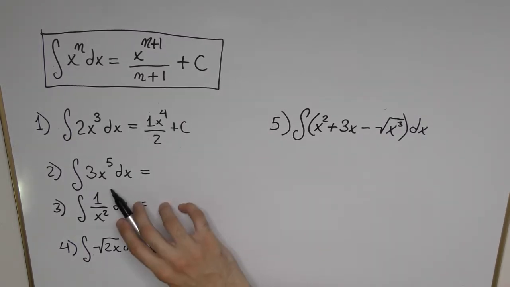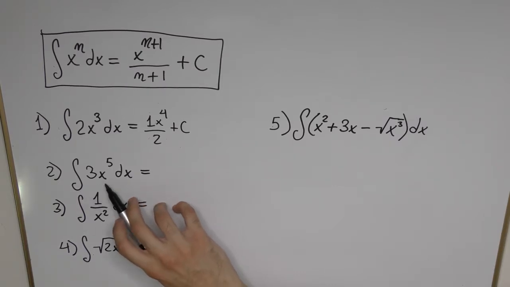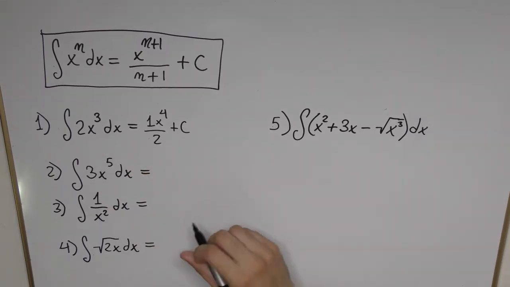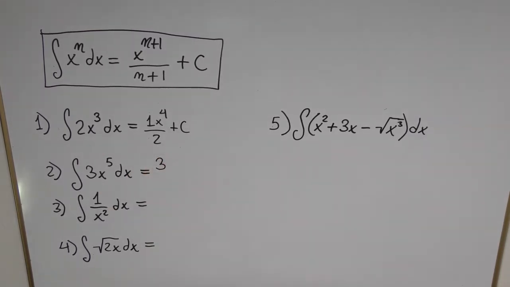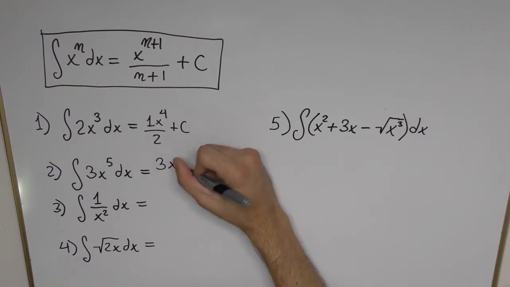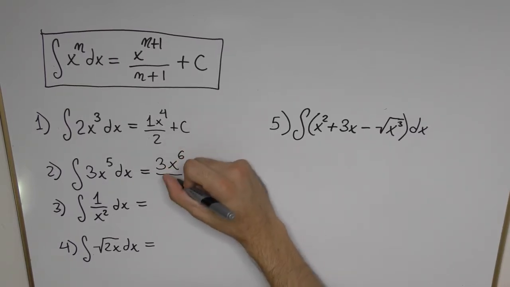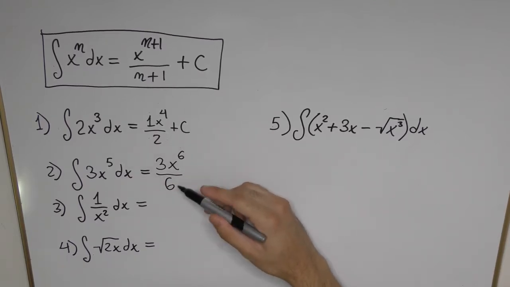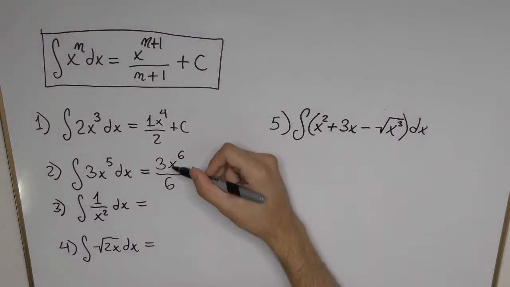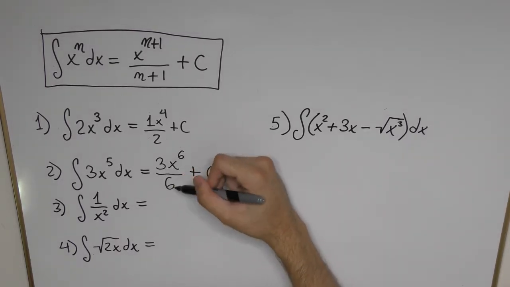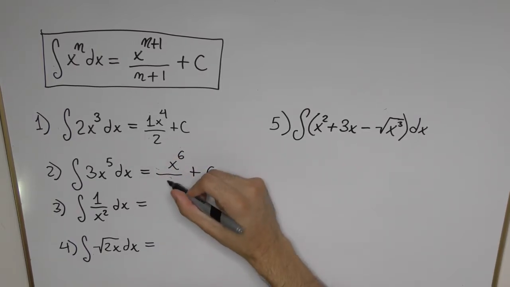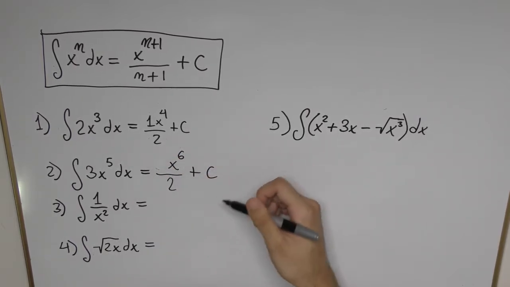Following the same procedure again, we can move on to the next section and we see that we have 3 times x to the power of 5. So we're going to leave the constant intact, we're just going to leave it there as 3. And we're going to start off by adding 1 to the power, so that's going to become x to the power of 6. And then we're going to divide it by the new power, which is 6. And we're going to add the arbitrary constant c. Now the next thing is we're going to simplify that fraction, and that's going to become half. So the final answer should be x to the power of 6 divided by 2.